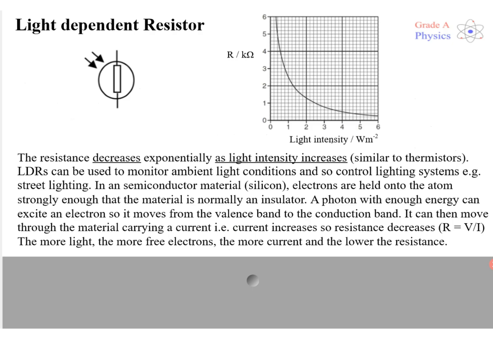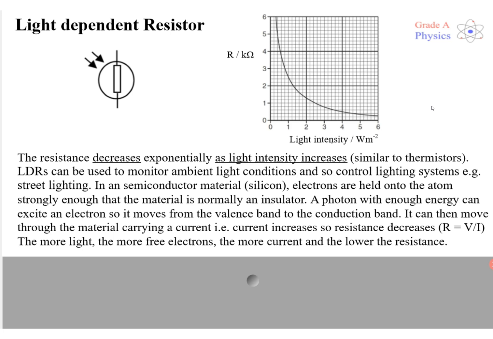LDRs are light-dependent resistors. This is our symbol, with or without the circle, that's optional. The basic shape is very similar. So as, in this case, the light intensity increases, the resistance goes down. So once again, it's a negative exponential relationship. It's also made of a semiconductor, not a siliconductor. It's made of silicon, which is a semiconductor. And the principle is similar to what we saw previously with the thermistor.